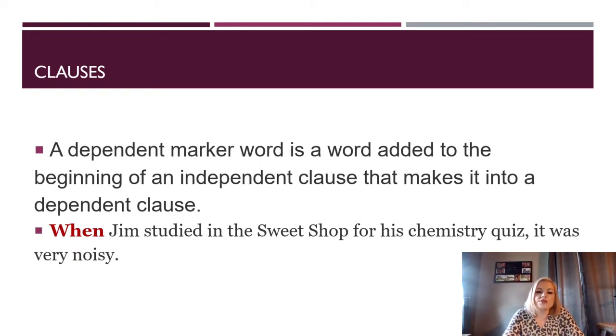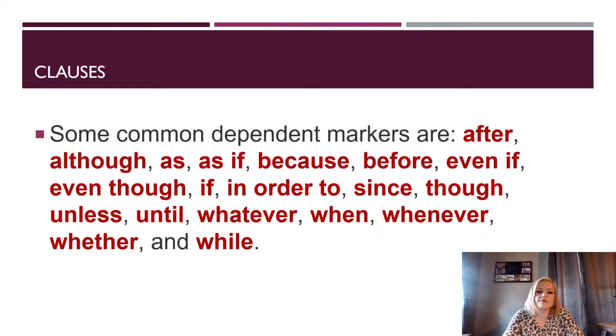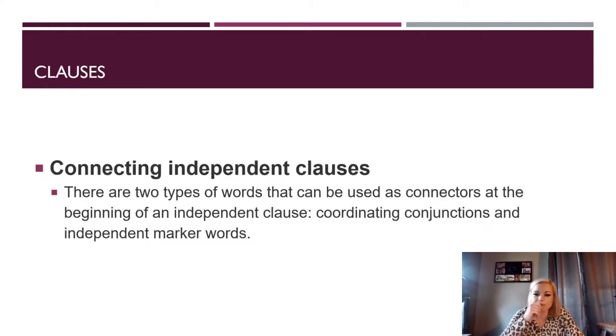So a dependent marker word is a word added to the beginning of an independent clause that makes it into a dependent clause. When Jim studied in the sweet shop for his chemistry quiz, it was very noisy. So here on this slide, you can look through those. There are some common dependent markers. So oftentimes, if you start a sentence with one of these words, be looking to see where you are going to need a comma to set off that dependent clause. Because the thing about combining dependent and independent clauses, you got to be thinking about punctuation to connect those.